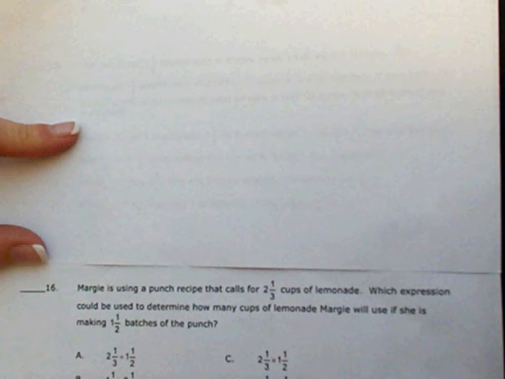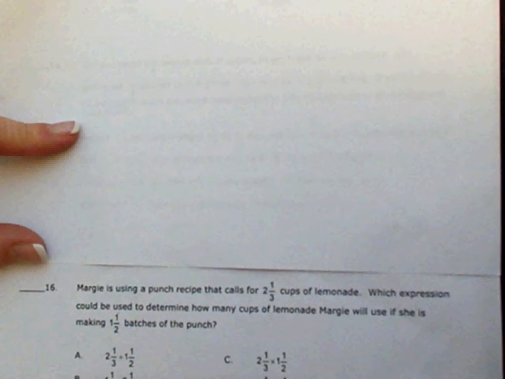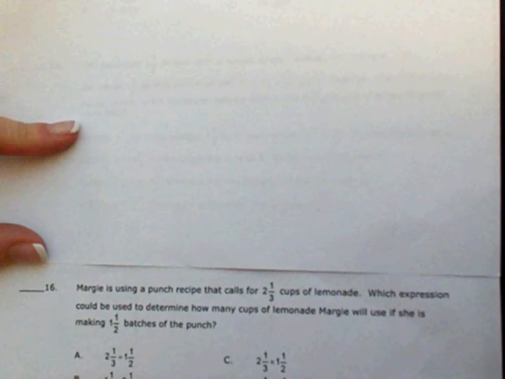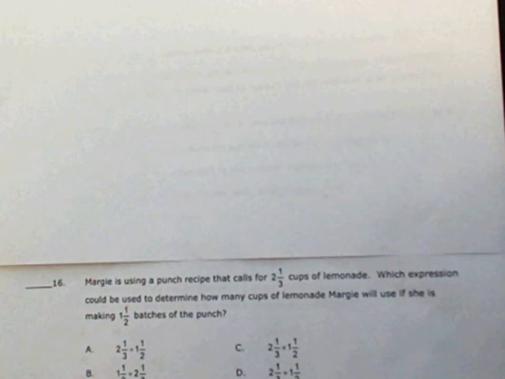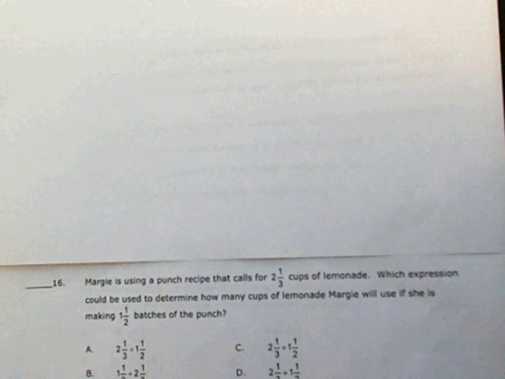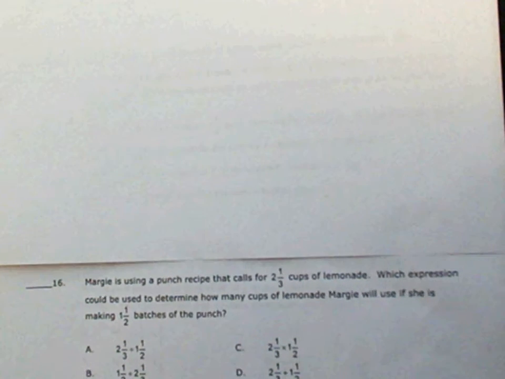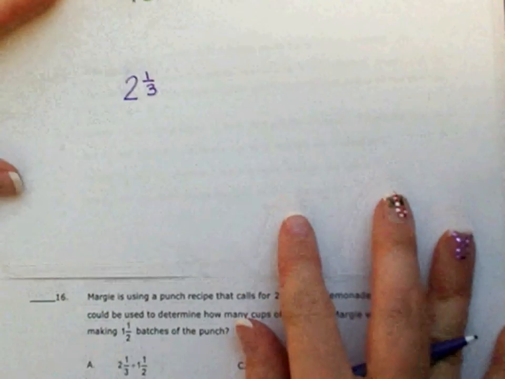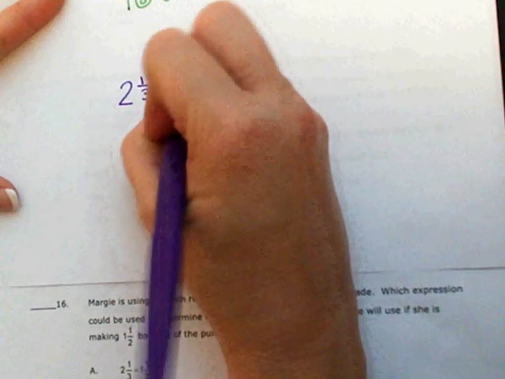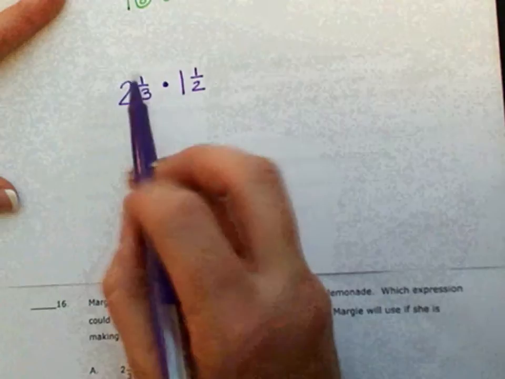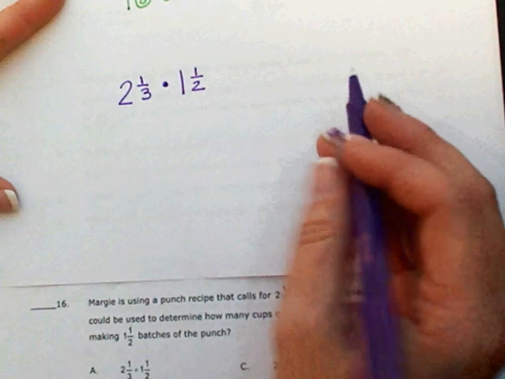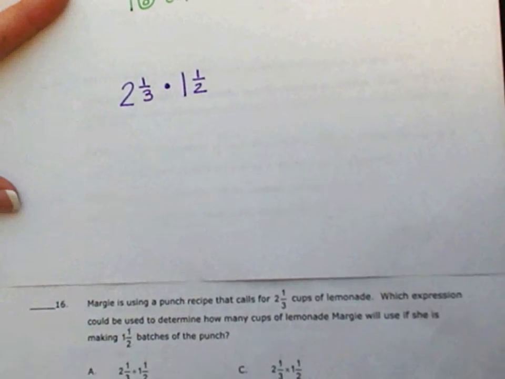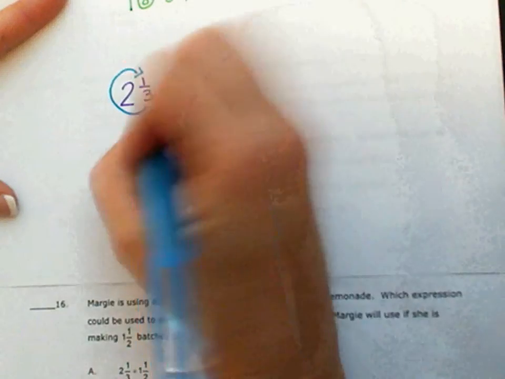We start off with 2 1/3 cups of lemonade. Let me get my paper set. And then we need to find what it's going to be for a batch and a half. So start off with our 2 1/3. One and a half batches. So 2 1/3 for each, but we're going to do 1 1/2. So we need one of these plus a half of these, and this is what makes it more difficult.